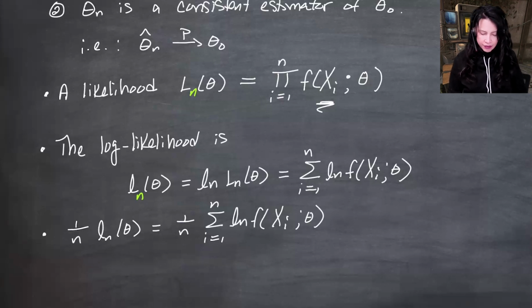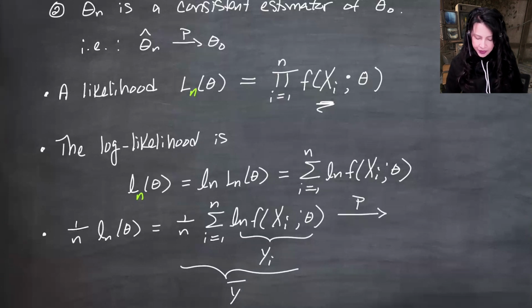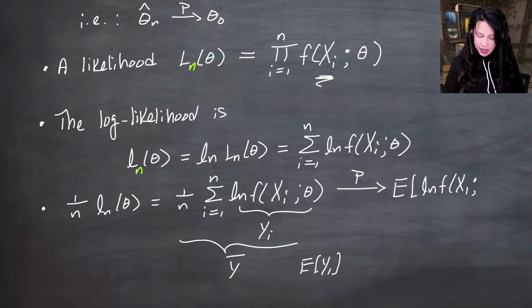It's an average of some y terms. If you call this whole thing yi, then this whole thing is y bar. And we know that a sample mean converges in probability to the true distribution mean for any one of them by the weak law of large numbers if the variance for the y's is finite. So this converges in probability to the mean for any one of them, like the expected value of y1. I'm going to write that out over here as the expected value of the log of f of x1 and theta.